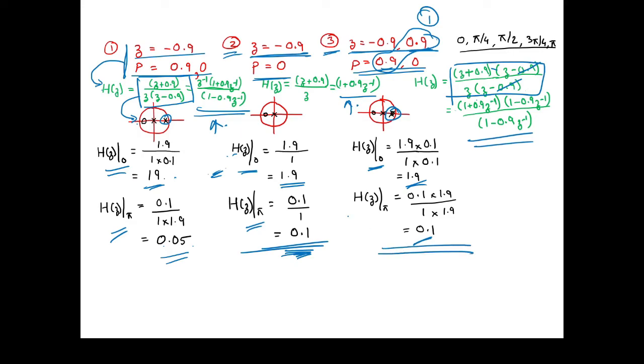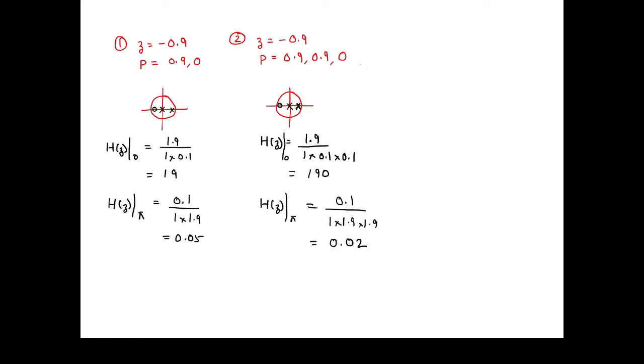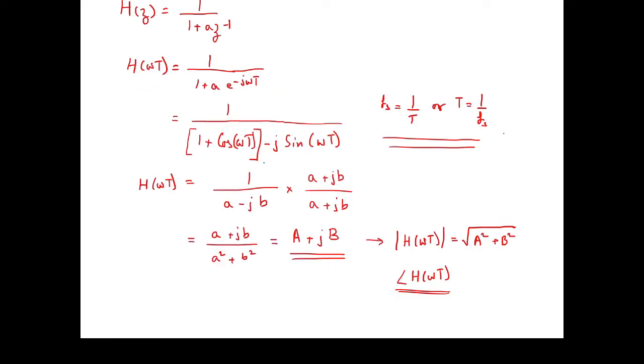That's why I took this example, to make you understand the significance of these poles and zeros and their placement in the systems. Okay. Again, another example with this thing. So you can go through it. Another example. Before I conclude, I would like to discuss this one.